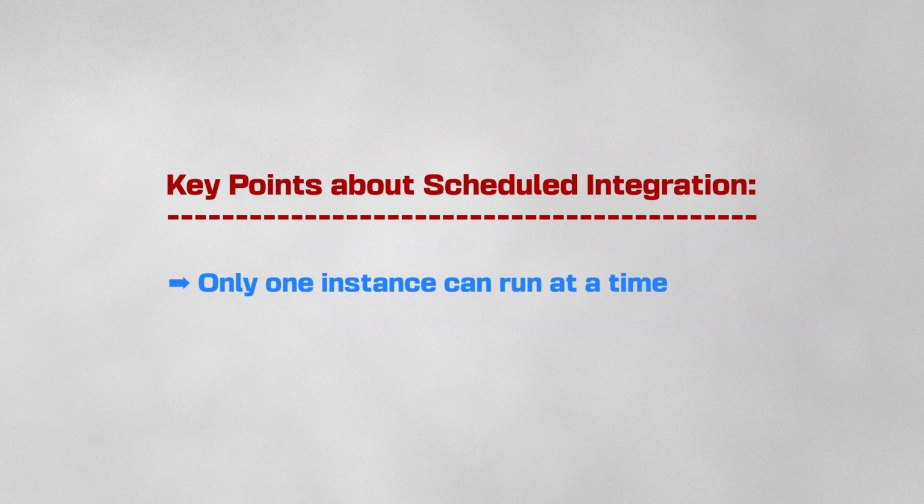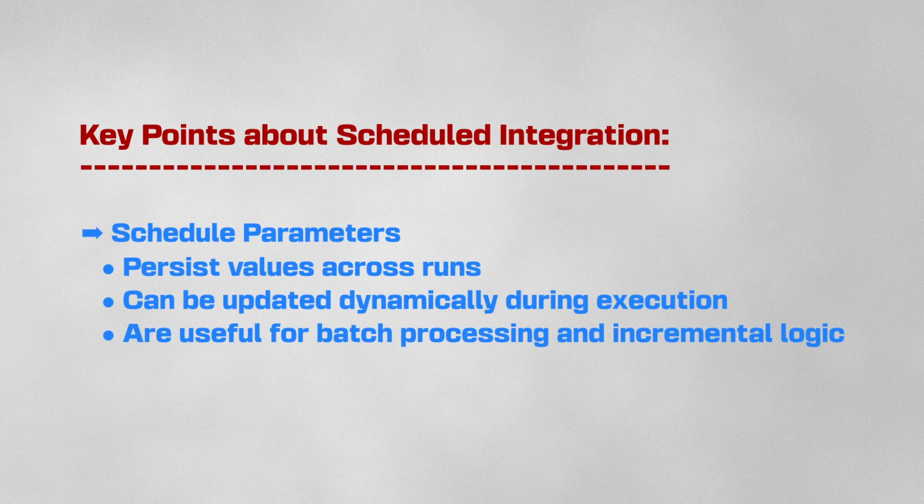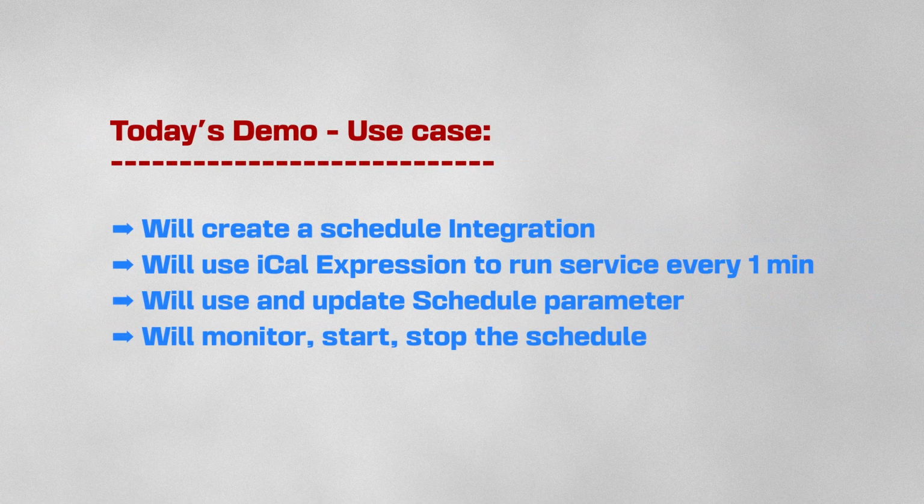Another key thing to remember about scheduled integration is that only one instance can run at a time. If one run is still executing, the next run will be queued. It will not start until the previous one finishes. The final point is that scheduled integrations also support schedule parameters. These are special parameters that persist value across runs, can be updated dynamically during execution, and are useful for batch processing and incremental logic.